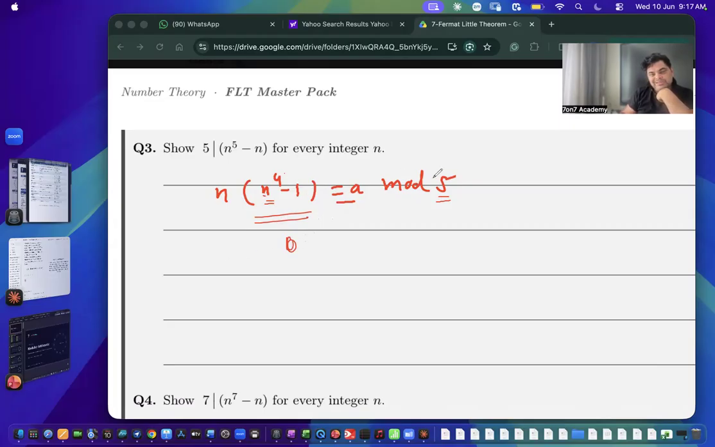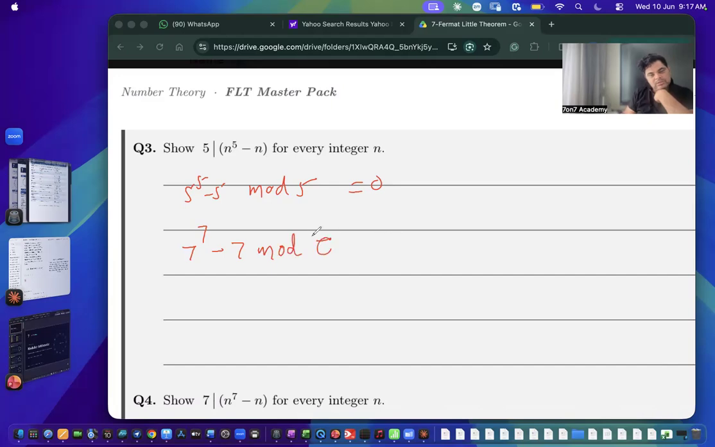So means if these are co-prime, then this remainder is 0. And if this is a multiple of 5, then this itself will have a factor of 5 and that gets cancelled out. So all in all, what I'm trying to say is this is divisible by 5. So if I take 5 raised to 5 minus 5 and ask what is mod 5, you'll say it is 0. If I say 7 raised to 7 minus 7 mod 7, that also will be 0. If I say 10 raised to 10 minus 10 mod 10, that is also 0.